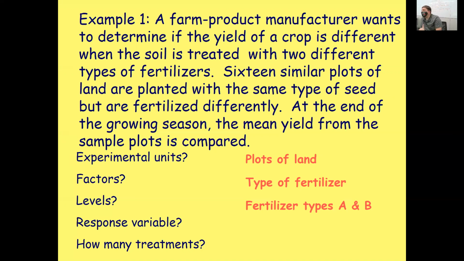What will I measure as a response variable to know that my fertilizer did or did not do anything? The average crop yield, yes. Now, the last question is always the total number of combinations you can have, or the total number of variations you can have. So how many different types of treatments are we going to have here?